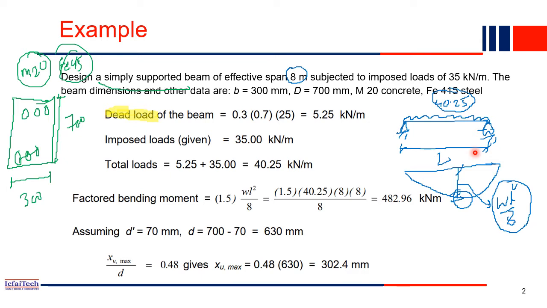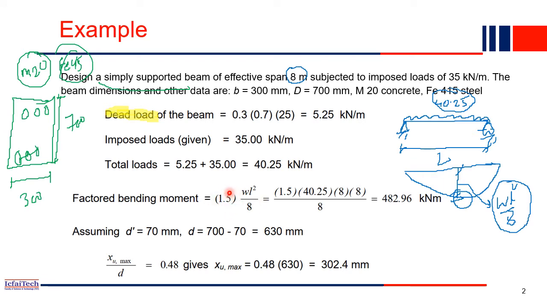So what will happen here? WL square by 8, that is the maximum bending moment we have to compute. Now the factored bending moment is WL square by 8. This is the formula we already derived in earlier classes. So WL square by 8 multiplied by 1.5.